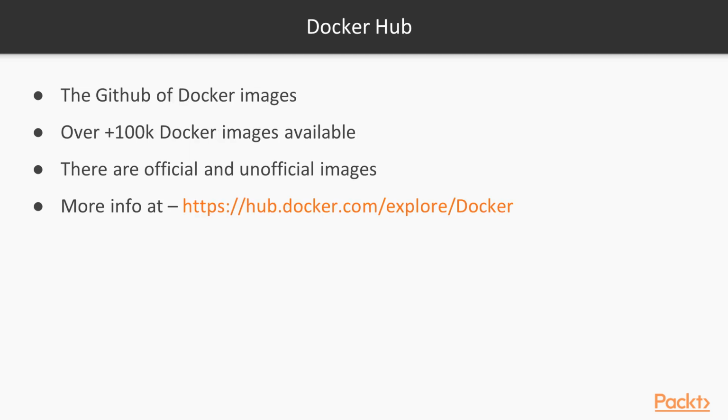So the Docker Hub. Docker Hub is the GitHub of Docker images. There are over 100K Docker images available on Docker Hub. There are official and unofficial images. Official images are developed by the official entity behind the software or application, and unofficial images are created by developers around the world. More info on hub.docker.com, but I want to show you the website myself.